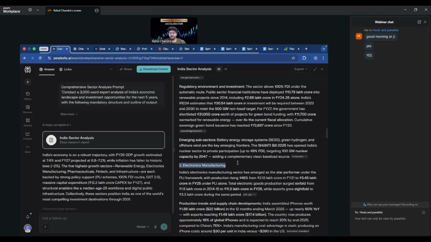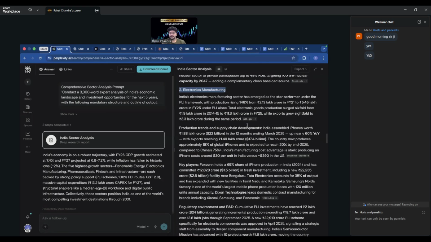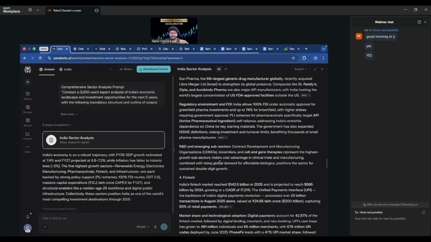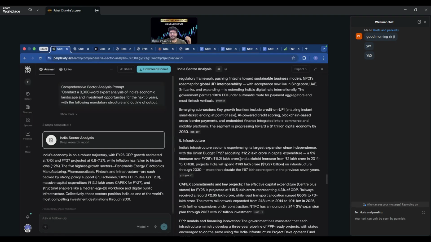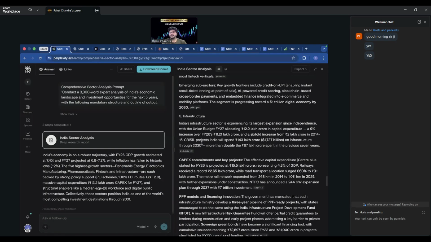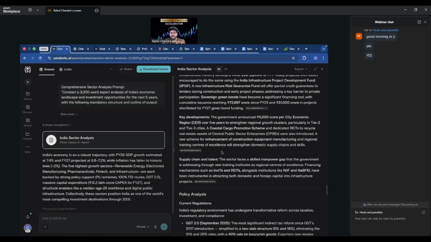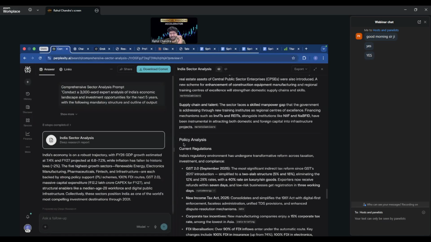Same goes for electronics manufacturing, which is the second industry. It takes you through it in detail. Third, pharmaceuticals, it takes you through it in detail. Fourth, fintech, it takes you through it in detail. And the same for infrastructure. It tells you the why behind these five names coming up. And not just that, it does a policy analysis.